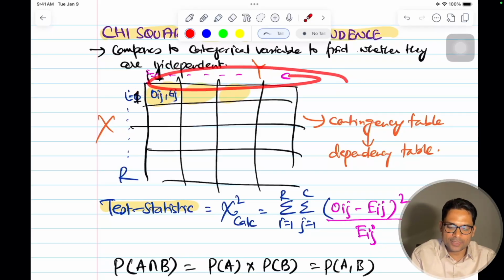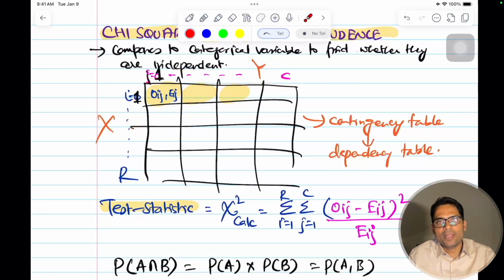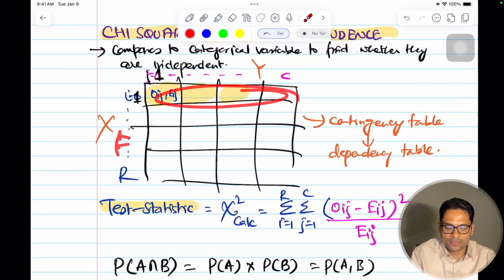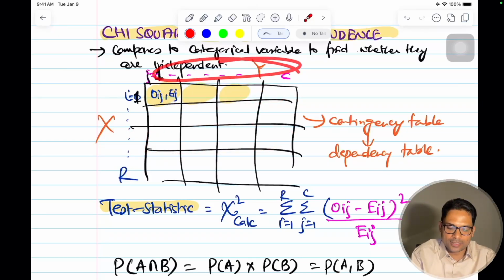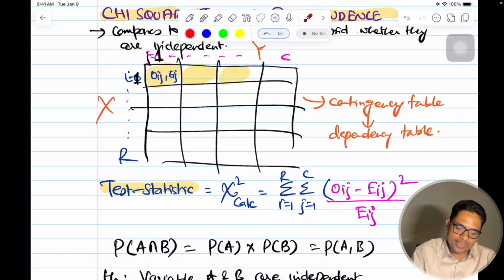Is there any relation between these categories and the gender, male and female? Like if male prefer certain categories, and female prefer certain categories, is there some relation? Are they dependent or are these independent? So that's what we'll try to figure out from this test. Okay. So these are the categories. Each column is a different category. Each row is a different category.